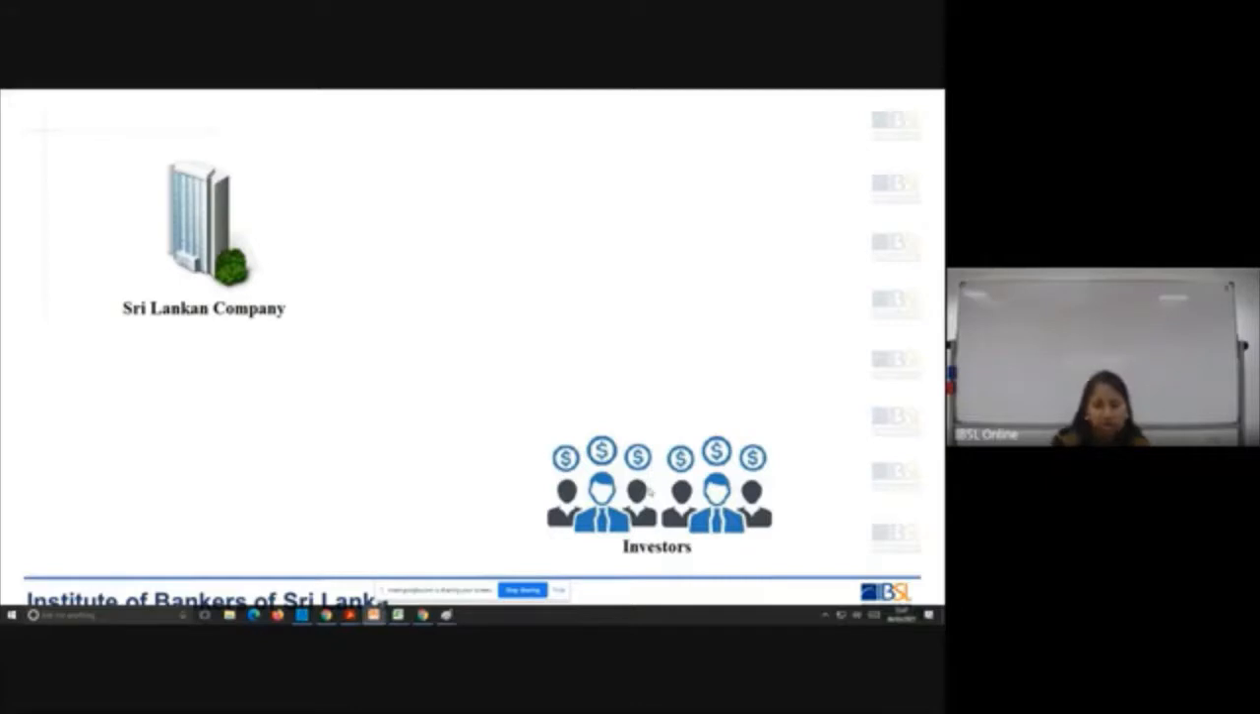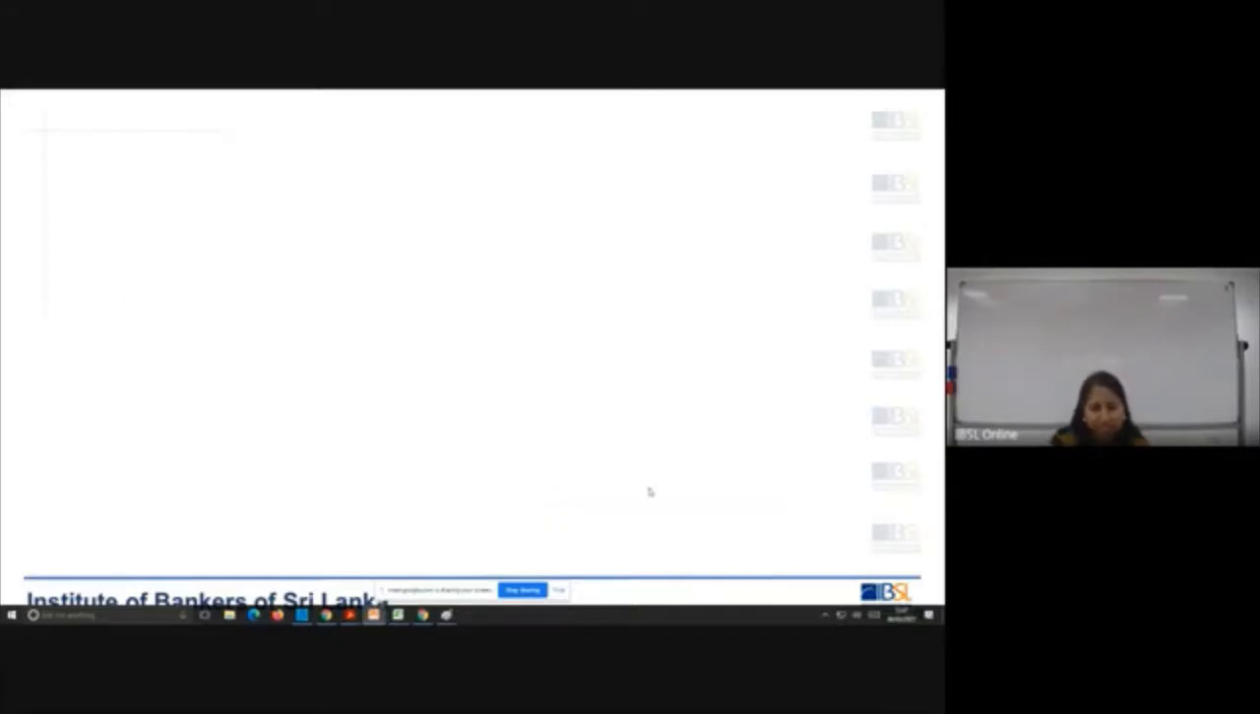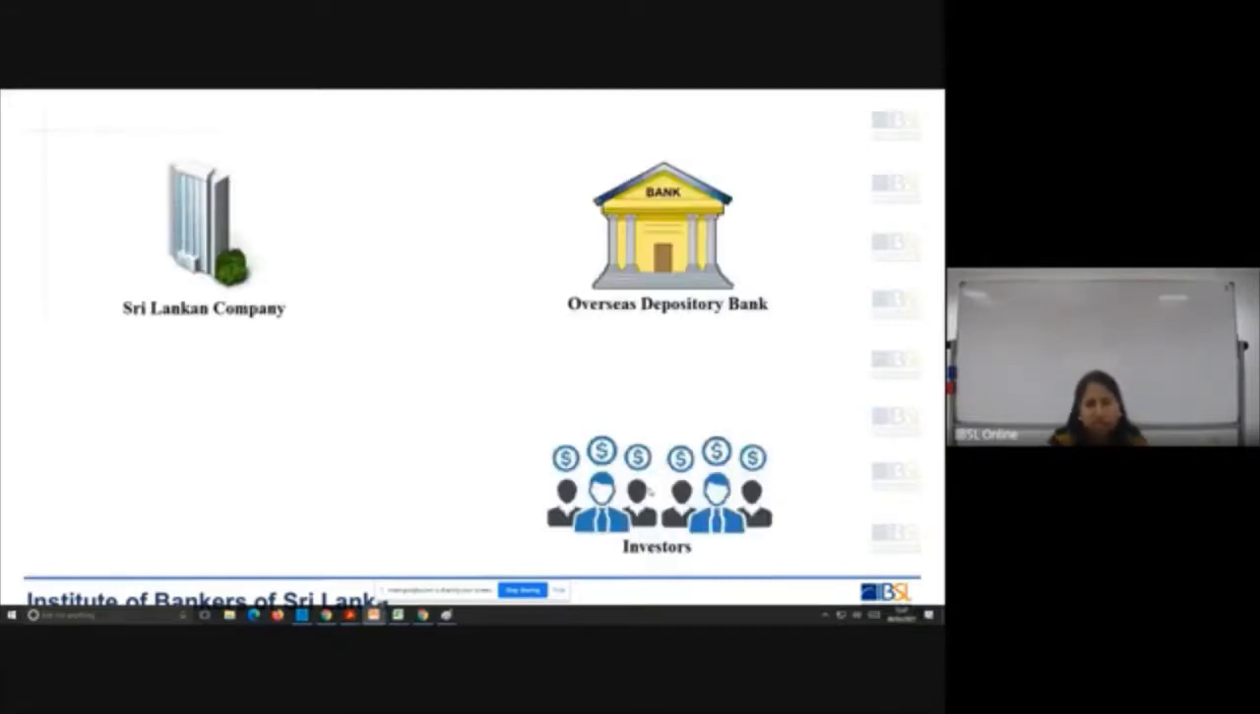For that, the company could approach a bank. They would say, look here, there are certain investors in your country who would prefer to buy my shares, but they have these issues. They are unable to manage their foreign holdings. They are exposed to the currency fluctuations. So will you be able to support me in this endeavor?